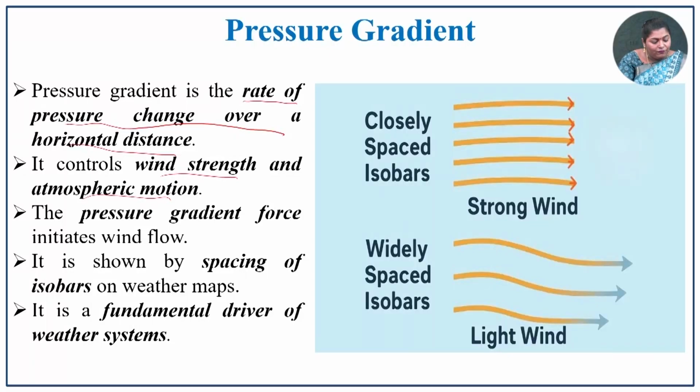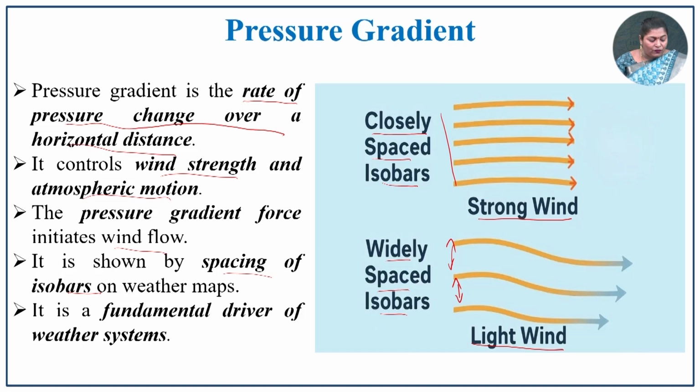This pressure gradient force initiates the wind flow, that is, PGF starts the wind flow. It is shown by the spacing of isobars in the weather map. How is it shown? If the isobars are closely packed like this, there is a strong wind. If the isobars are widely spaced, that is, here you can see the wideness, there will be a light wind.